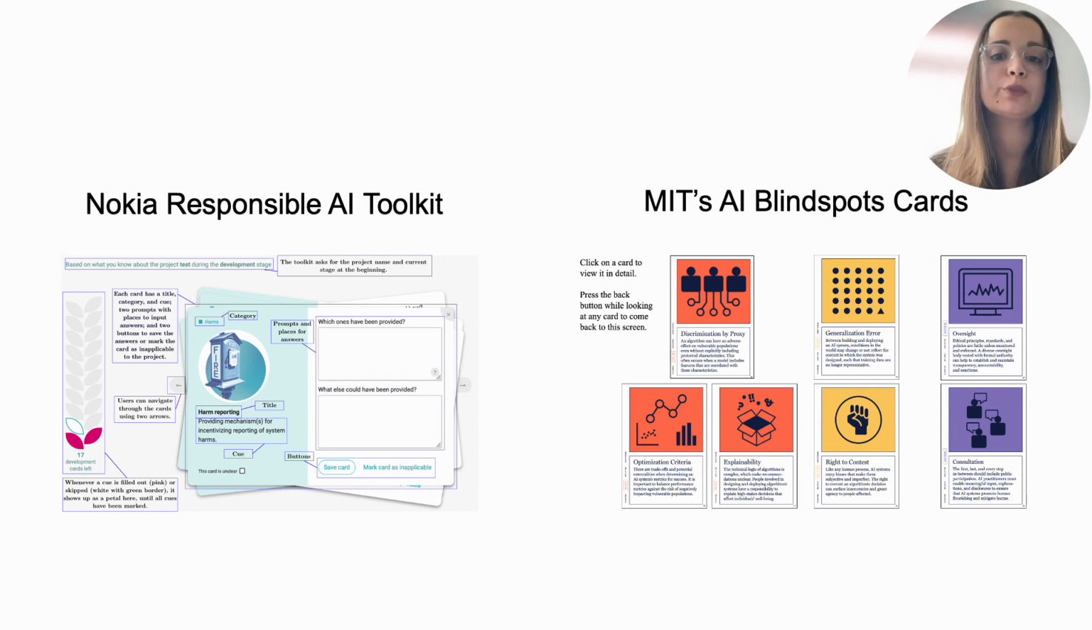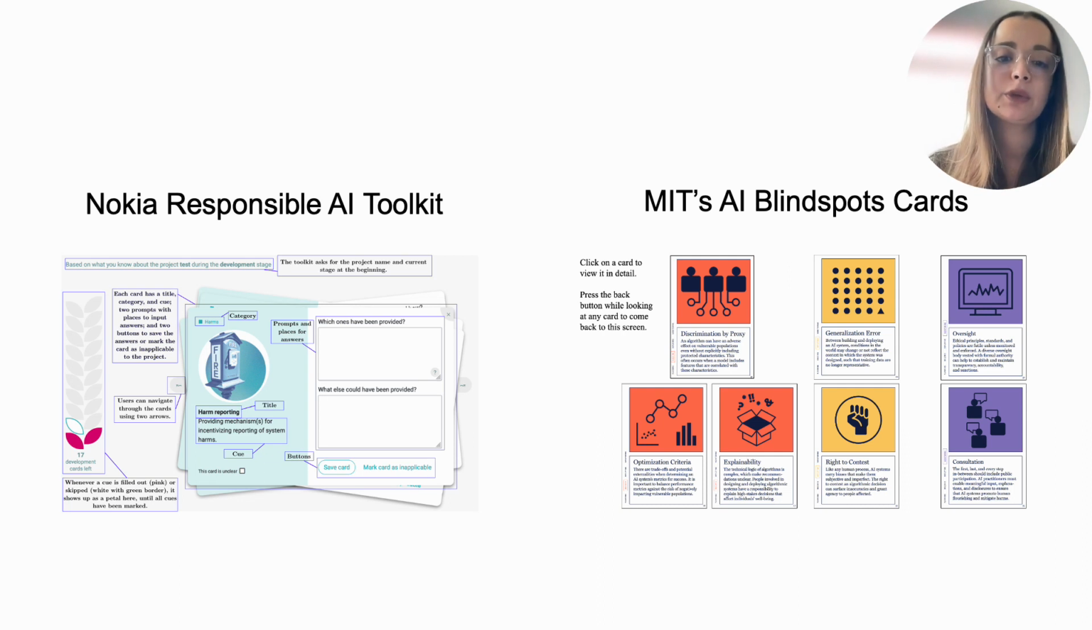So the Nokia Responsible AI Toolkit comes in the form of an interactive website. Users are given cues that fall under different categories and are encouraged to respond to those cues, which they can skip and come back to later. It also generates a report with all the users' answers in the end.